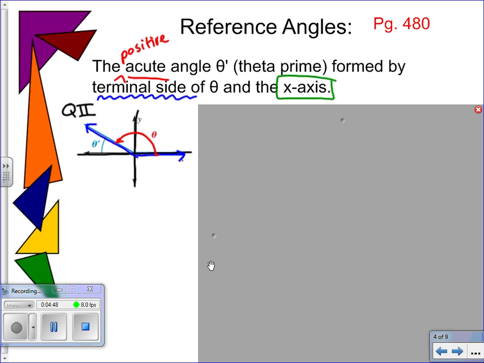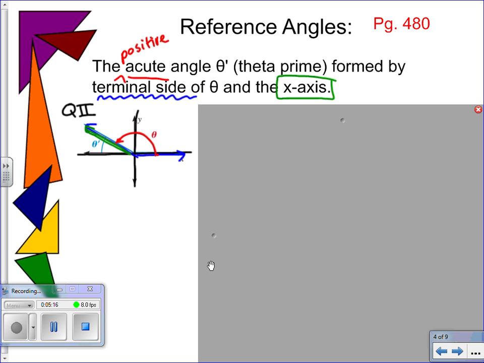Now, I'm going to use green to show my reference angle. So, remember, the reference angle has 2 sides. One side is the terminal side of the angle, the other side is the x-axis that's closest to that terminal side. Okay, so when I'm drawing my reference angle, I go to my terminal side first. There's one side of my reference angle.